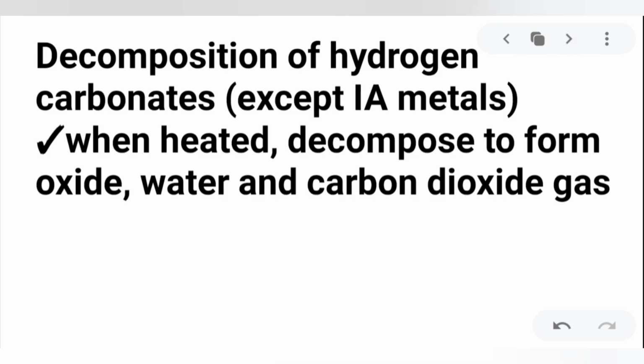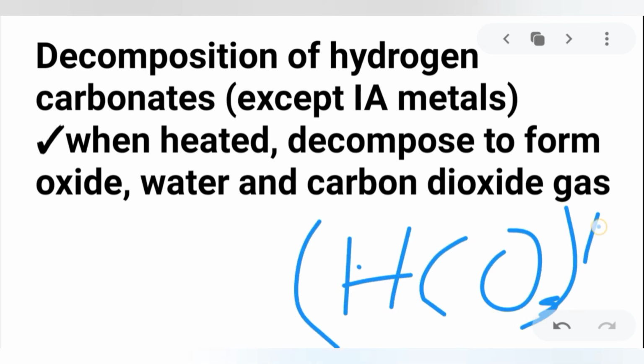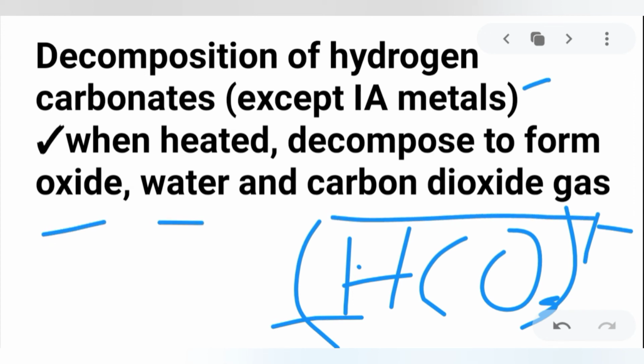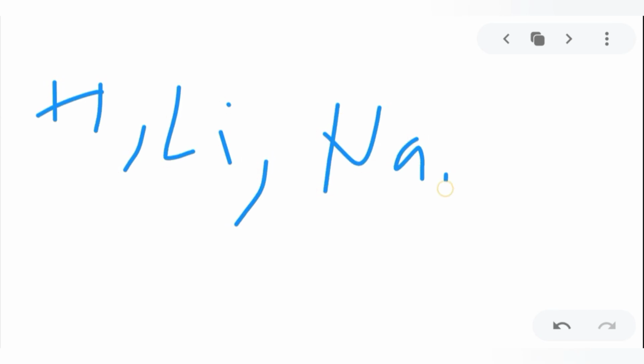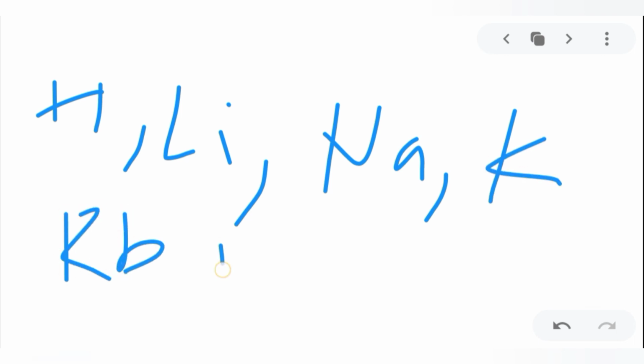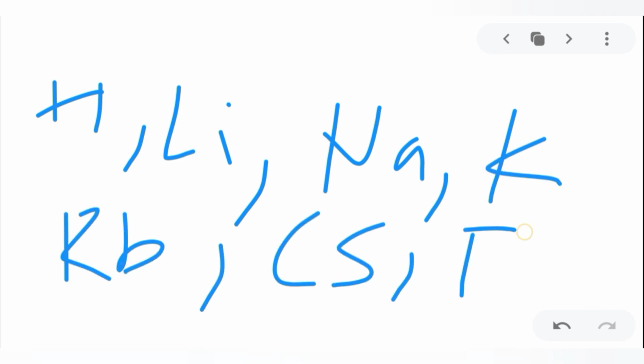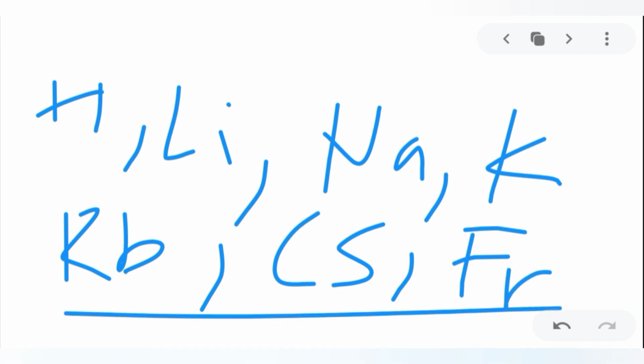Another example is the decomposition of hydrogen carbonates except 1A metals. For hydrogen carbonates, which is also known as bicarbonates, the chemical formula of this anion group is HCO3 and the charge is negative 1. When heated, it will decompose to form oxide, water, and carbon dioxide gas. So, for example, for you not to be confused, this reaction will disregard the 1A metals, which are hydrogen, lithium, sodium, potassium, rubidium, cesium, and francium. So these are the 1A metals and we have to disregard them in this reaction, meaning to say it will have a different decomposition reaction.